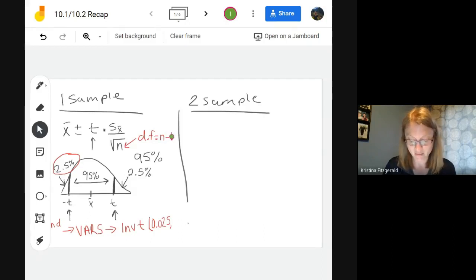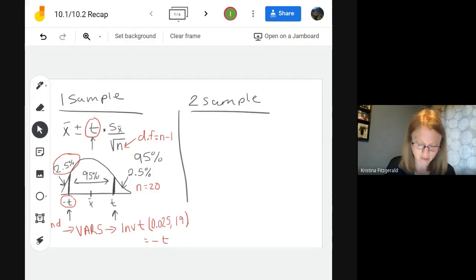So if I had a sample size of, I don't know, 20 things here, then the degrees of freedom I plug in on the calculator would be 19. And then I would just hit enter, and it's going to give you a negative number. It'll always give you this side. You just make it positive in your formula because you're adding and subtracting it. So just add and subtract the positive number.